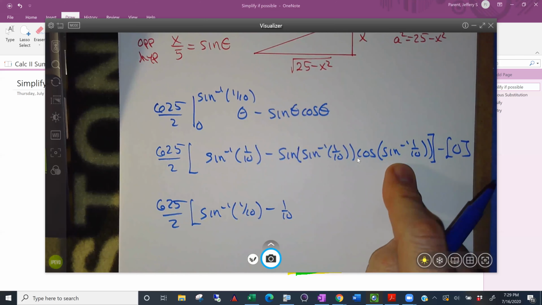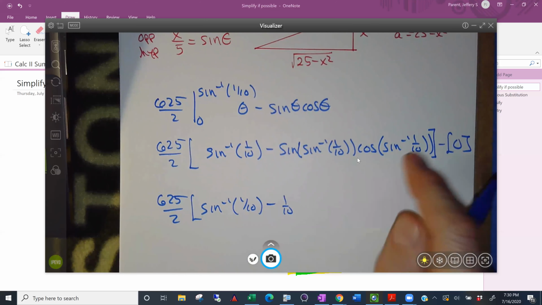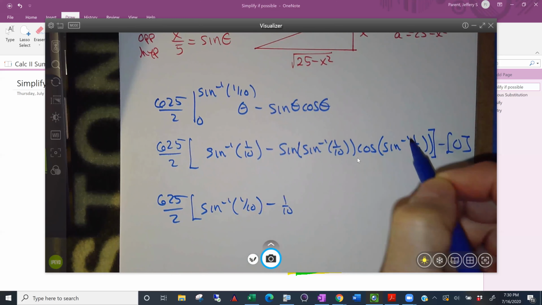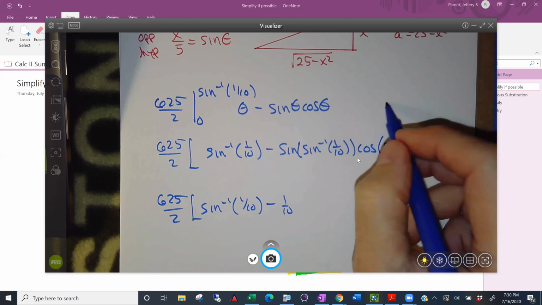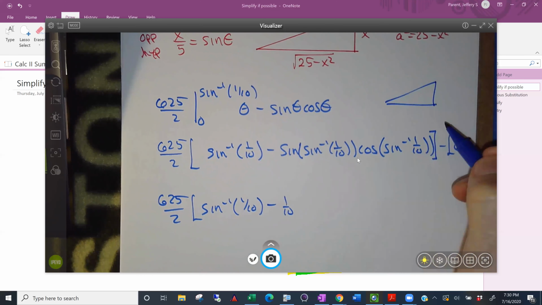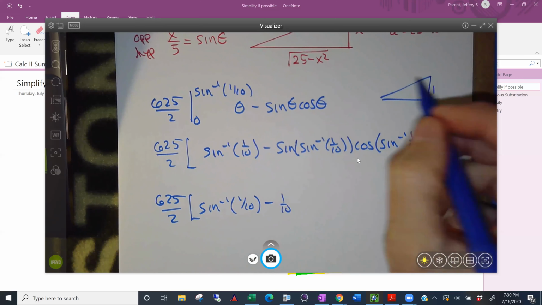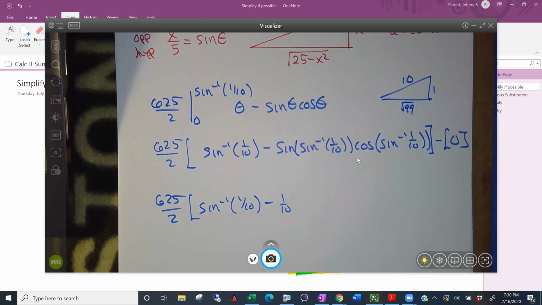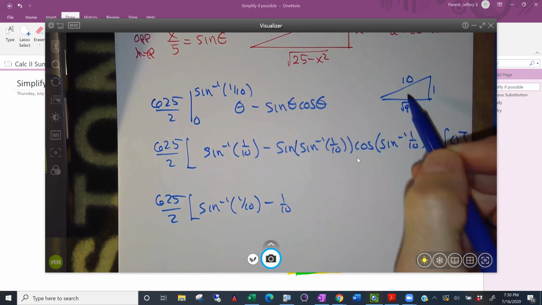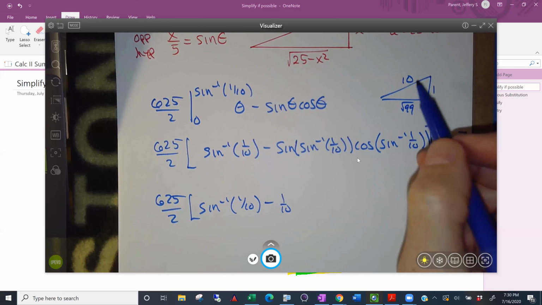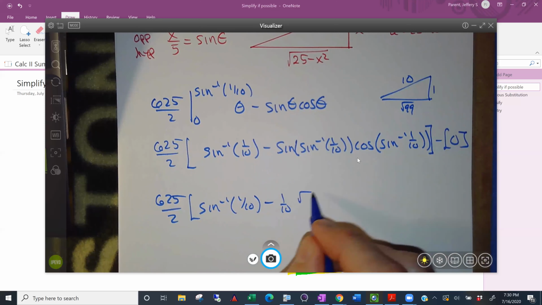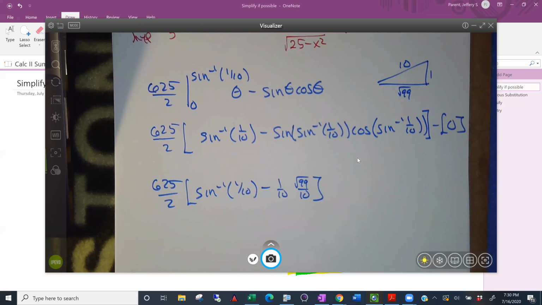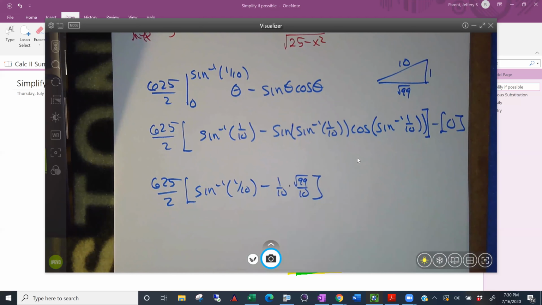If you were to draw the appropriate triangle, which would look like this, sine inverse of 1/10 means the sine of something equals 1/10. Sine is opposite over hypotenuse, so that gives you square root of 99 over here. And the cosine of that would then be square root of 99 over 10. So square root of 99 over 10 minus 0. And you can put it over 100.